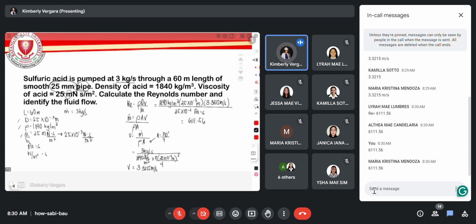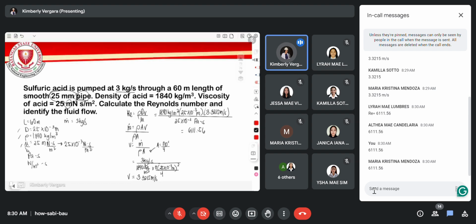As you can see, this is greater than 4,000, meaning it has a turbulent type of fluid flow.